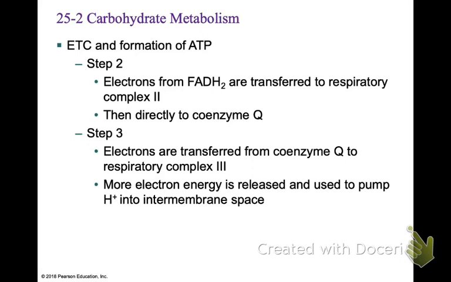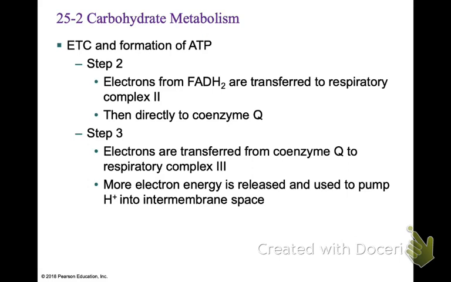Step 2 is kind of the same thing, except for the FAD. In respiratory complex 2, the hydrogens from FAD are picked up. The electrons are shuffled off to coenzyme Q. Notice, though, that we're not releasing enough energy here to pump any hydrogen. So that's something that complex 1 can do that complex 2 can't do. In step 3, we're just going to go to complex 3, and it doesn't matter whether the hydrogens came from NADH or FADH2. They all went to coenzyme Q. CoQ can transfer those electrons to respiratory complex 3.